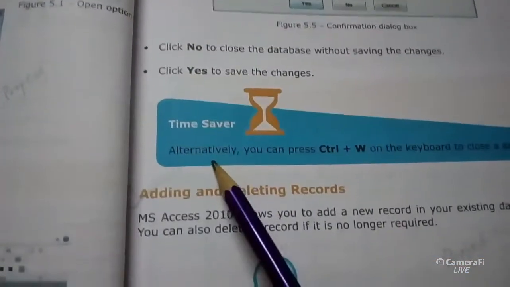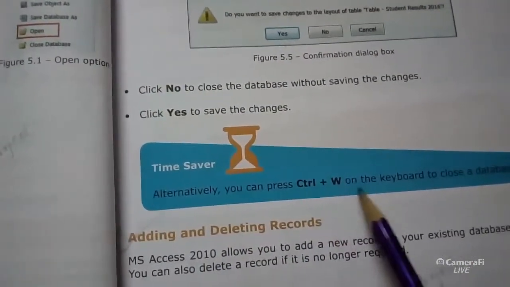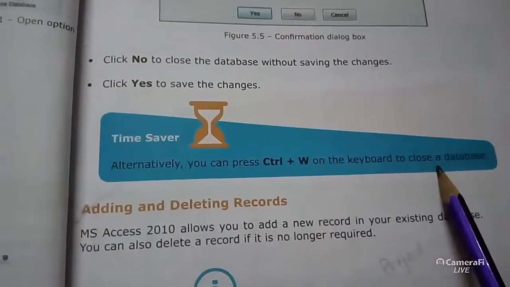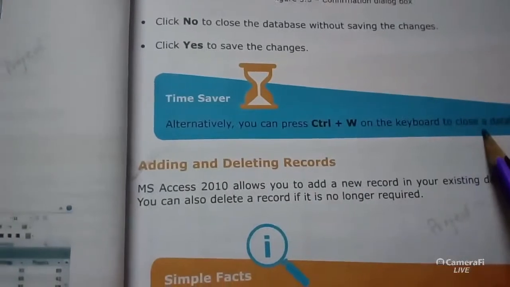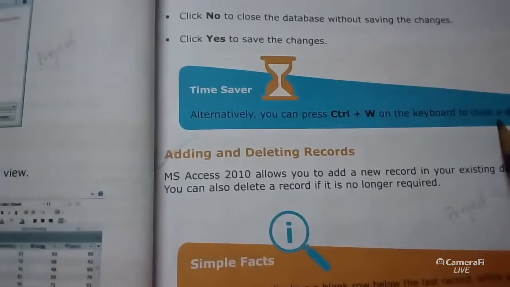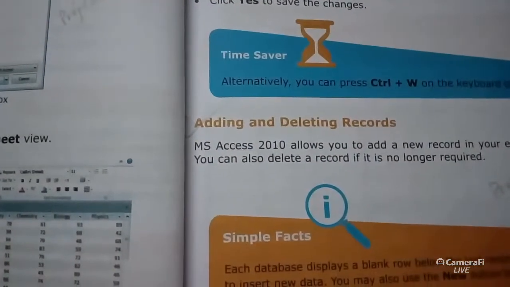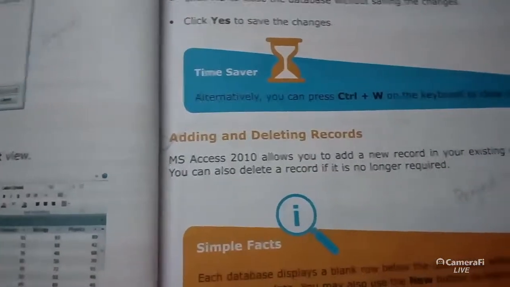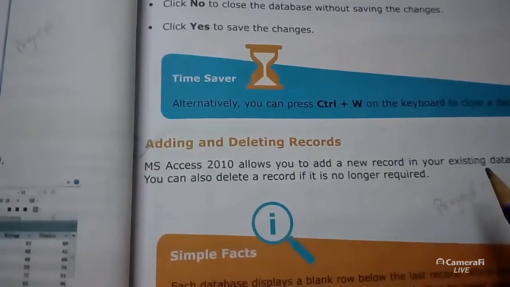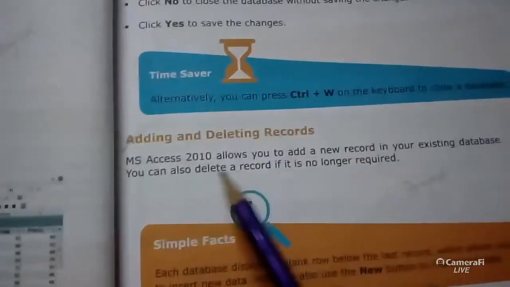Now, see, alternatively you can press Ctrl+W on the keyboard to close the database. That is direct with the help of the keyboard. Okay, up to here it is clear how to open an existing database, and after modifying, how to close the database. Now, adding and deleting records.